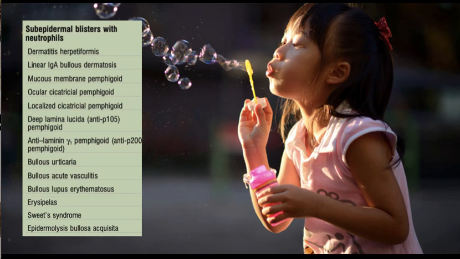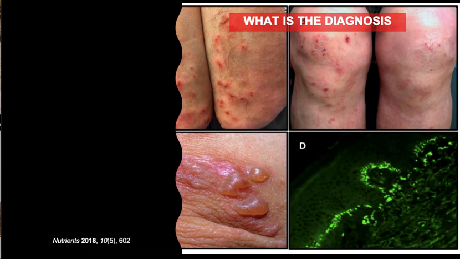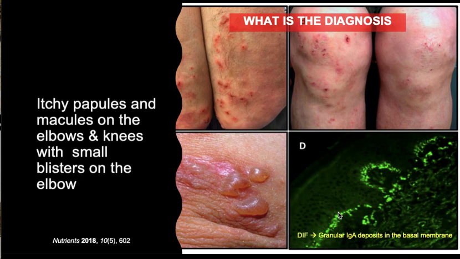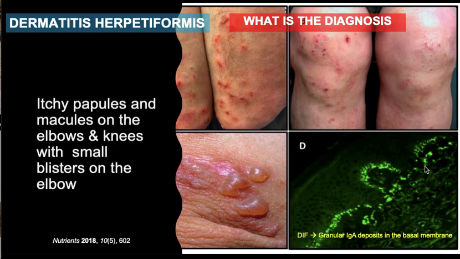So we finished the group that happens with eosinophils, and we move on to the ones that happen with neutrophils. The most common one is DH, and also we have other conditions we will mention. Also, Sweet syndrome is common, tested on exams, although it's a very rare condition. So the first disease, as you see here, those itchy, crusted-looking lesions on the elbows and the knees. Sometimes we have blister formation. When you do DIF staining, usually you see granular IgA deposits in the basement membrane. So this is the itch, or dermatitis herpetiformis.